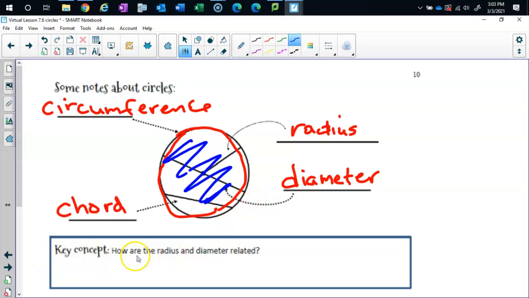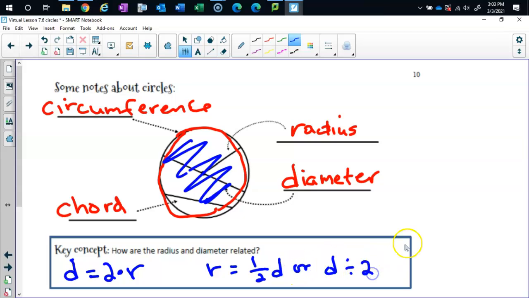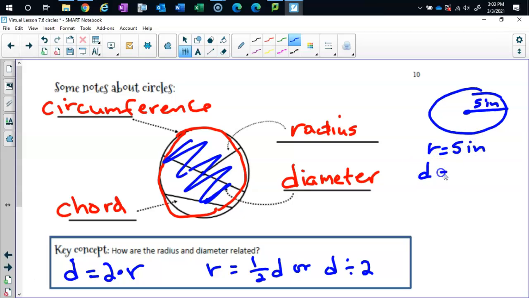Okay, key concept. How are radius and diameter related? Well, the diameter is 2 times the radius. And a radius is 1/2 of the diameter, or the diameter divided by 2. Okay, so let's review. If I gave you that radius is 5 inches, the diameter goes the whole way across, it would be 10 inches.